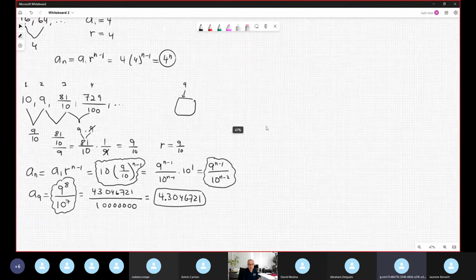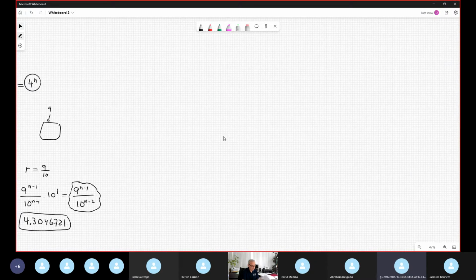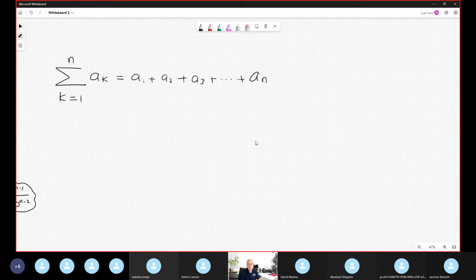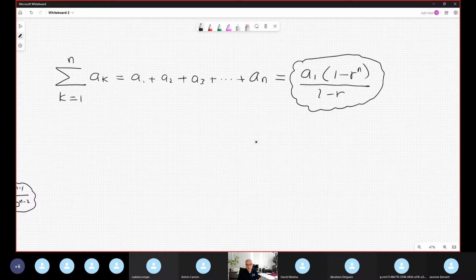Let's do now the sum. What is the formula for the sum of a geometric sequence? So the formula, using summation notation, sigma k equals 1 to n of a sub k, but this a sub k obeys the formula for the geometric sequence: a1 plus a2 plus a3, and so on up to a sub n. And the formula is a little bit more complicated, but not too much. S equals a1, the first one, times parentheses 1 minus r to the n power, divided by 1 minus r. This is the formula to compute the summation for any geometric sequence.